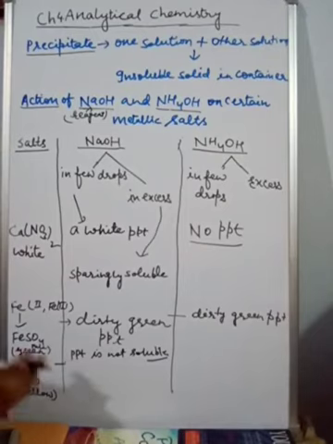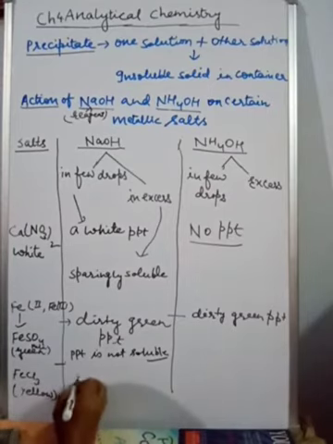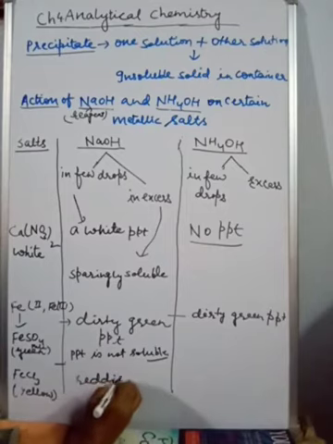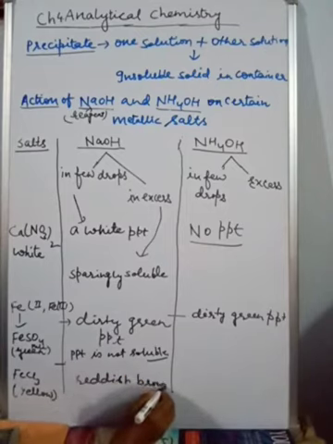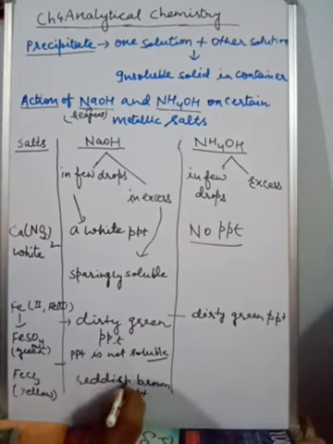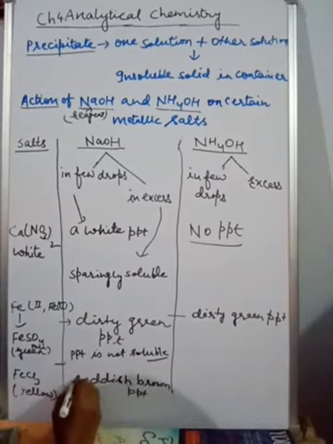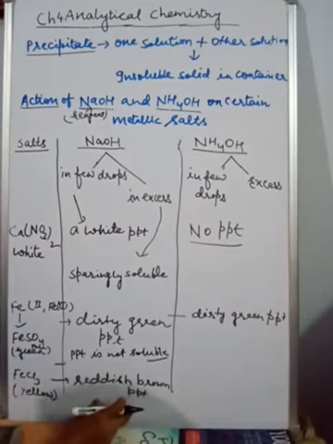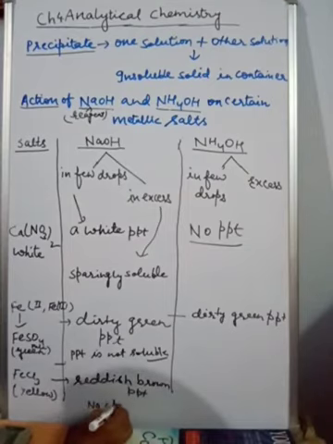Now think about ferric chloride. In this ferric chloride, when you add a few drops of sodium hydroxide, first you will get a reddish brown PPT. Here also the same condition occurs like iron 2. This reddish brown PPT forms in a few drops, and when you add excess, no change. Means precipitate remains as precipitate.